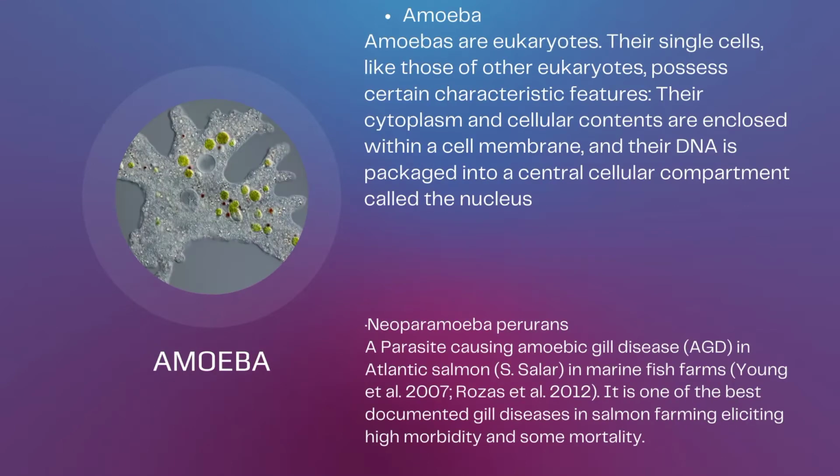So first is the amoeba. Amoebas are eukaryotes. They're single cells, like those of other eukaryotes. They possess certain characteristic features, such as their cytoplasm and cellular contents being enclosed within a cell membrane, and their DNA is packaged into a central cellular compartment called the nucleus. One species of this is Neoparamoeba perurans, a parasite causing amoebic gill disease in Atlantic salmon in marine fish farms, and it is one of the best documented gill diseases in salmon farming, eliciting high morbidity and some mortality.